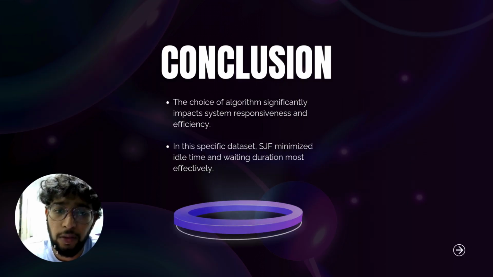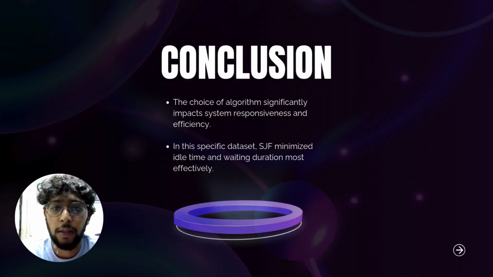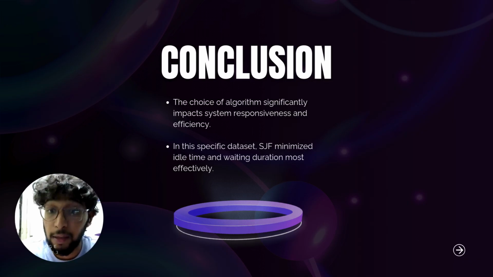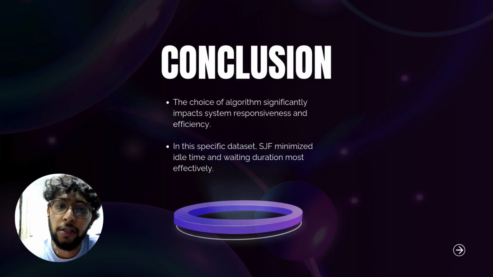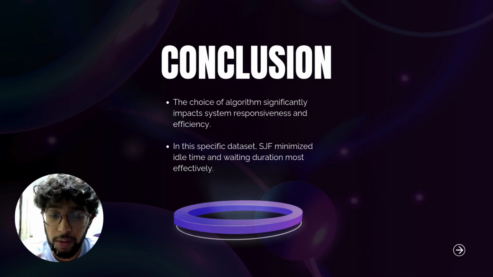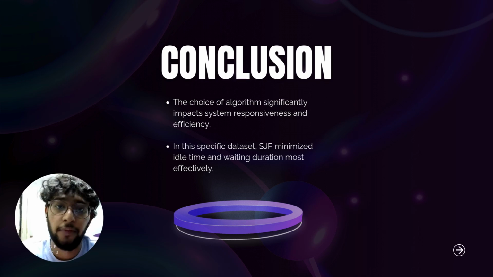Okay, so for the conclusion, the choice of algorithm significantly impacts the system's responsiveness and efficiency. So, in the specific task given, shortest job first minimizes the idle time and waiting duration the most effectively compared to round robin and first come first serve. So it is important that you ensure you choose the correct algorithm for the task given.